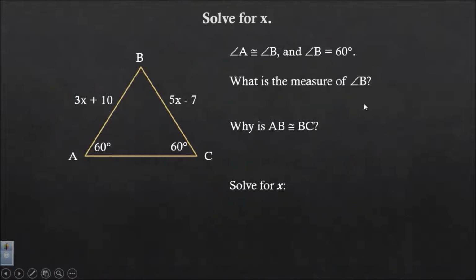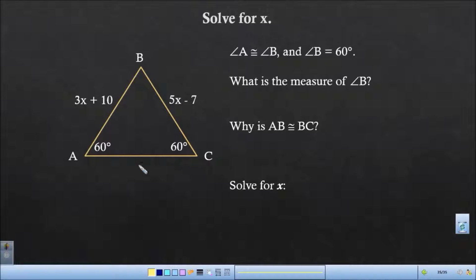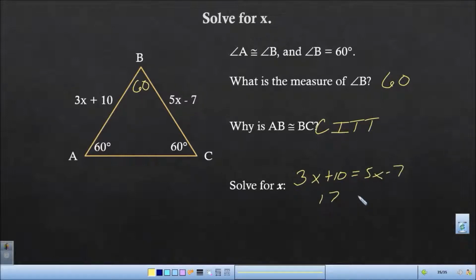All right, so how do we do this? Here we have a triangle. The two angles here are 60. We can add those up and subtract from 180. We know the other angle is also 60 degrees. So why is AB congruent to BC? Well, it's the converse of the isosceles triangle theorem, which means that 3x plus 10 is equal to 5x minus 7. 17 then is equal to 2x. So x is equal to 8.5.